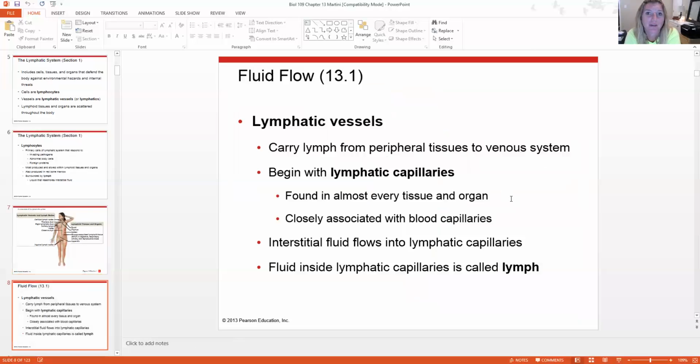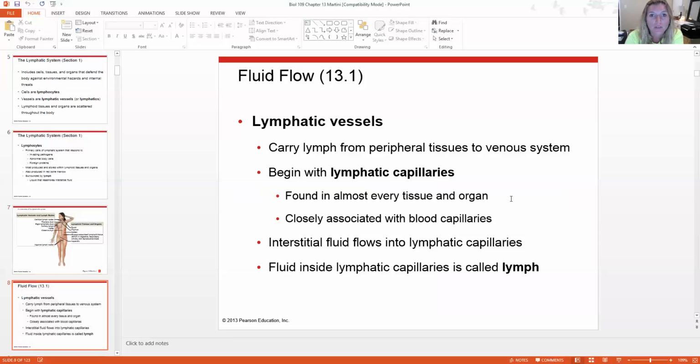Let's talk about the lymphatic vessels specifically. They carry lymph from the peripheral tissue into the venous system. We just finished learning about the circulatory system. All of the lymphatics only move lymph in one direction, and it's moving that lymph back to the venous circulation. It basically dumps back into the venous circulation right around the superior vena cava.